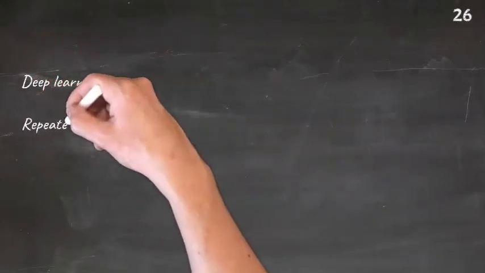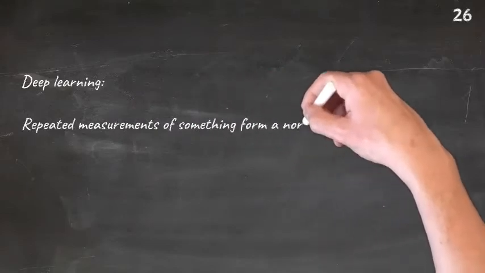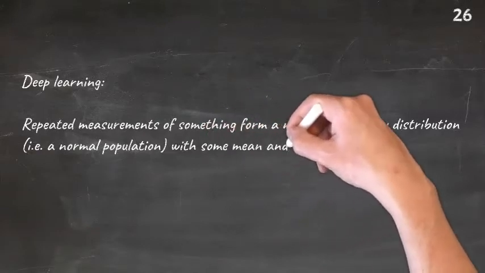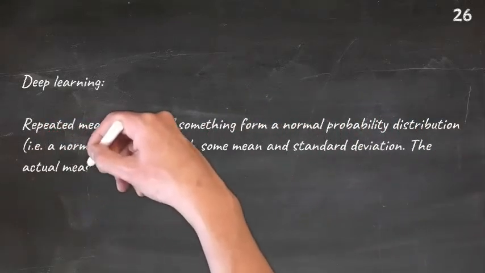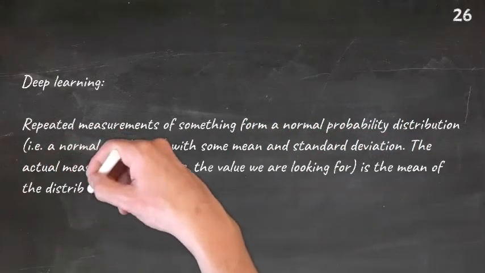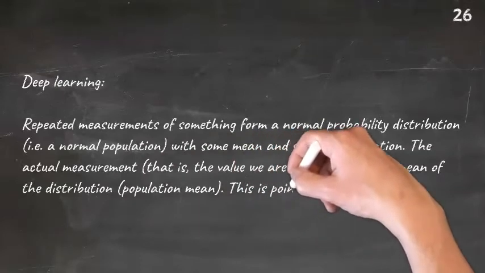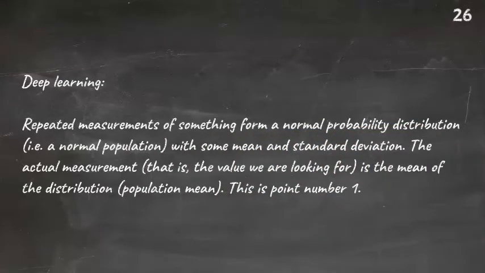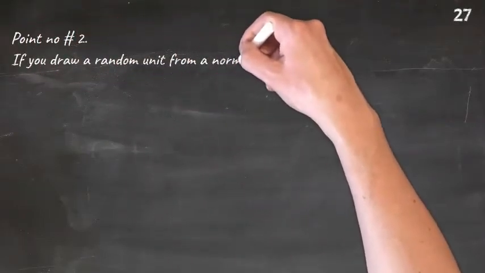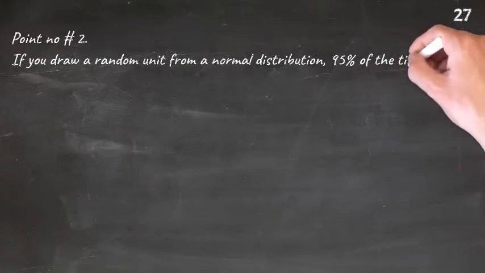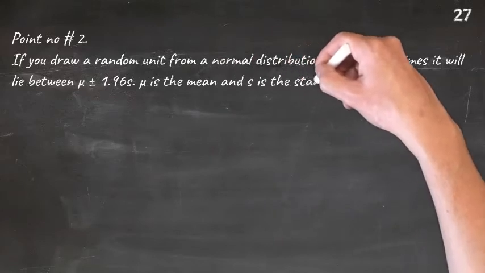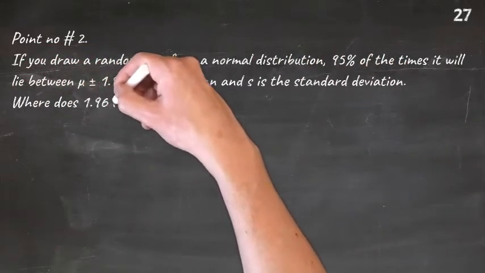Deep learning. Repeated measurements of something form a normal probability distribution, that is, a normal population, with some mean and standard deviation. The actual measurement, that is, the value we are looking for, is the mean of the distribution, the population mean. This is point number 1. If you draw a random unit from a normal distribution, 95% of the times it lies between the mean plus minus 1.96 times the standard deviation. Mu is the mean, and S is the standard deviation.